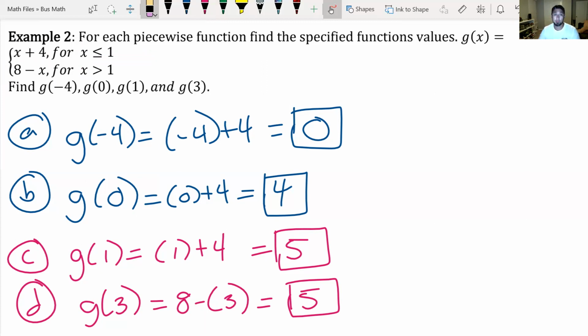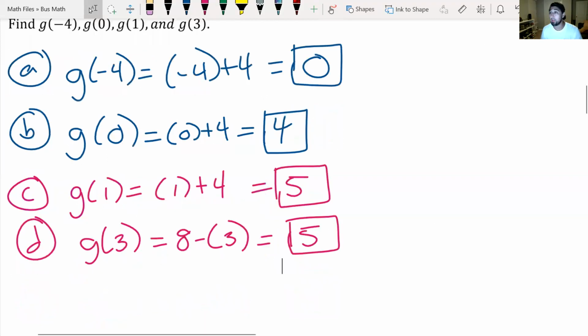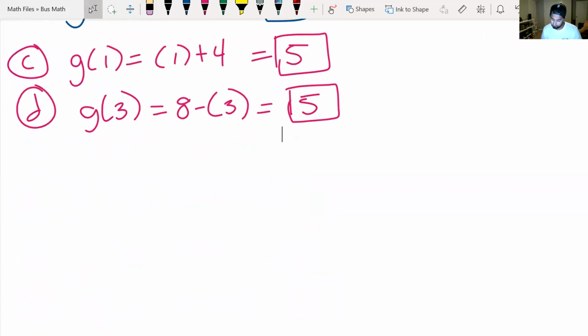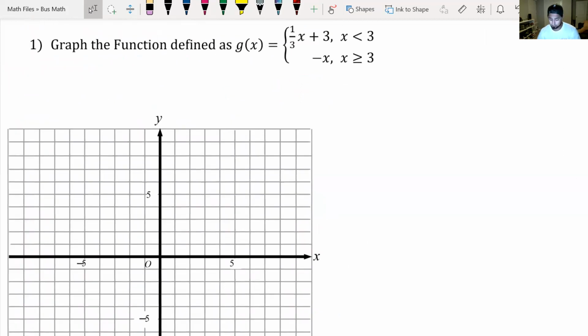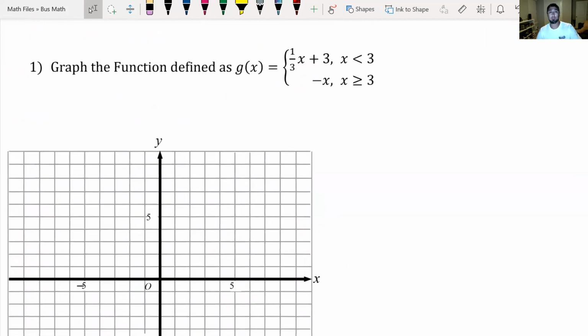Okay, perfect. So given an x value, this is how you evaluate a piecewise function. Okay, now on to graphing. Graph the function g of x equals 1/3 x plus 3 for all values of x less than 3. And then negative x if our x values are greater than or equal to 3.